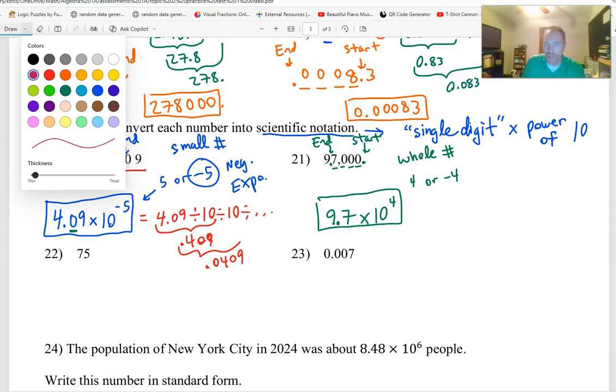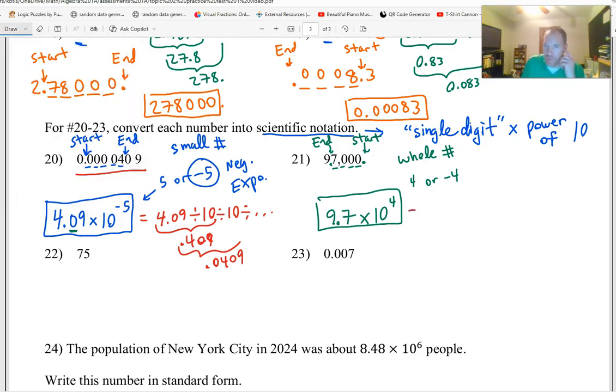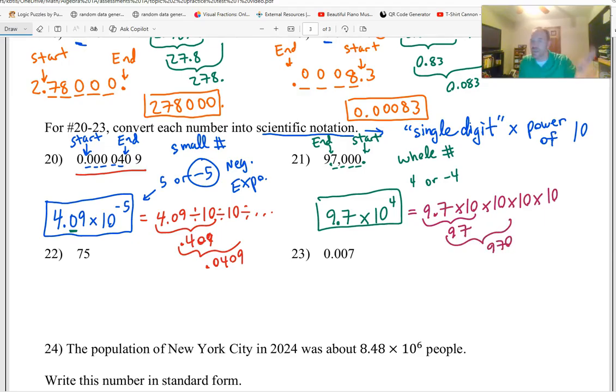But again, I could take my answer and I could think to myself, if I work backwards, if I start with 9.7 times 10 to the fourth, would I get 97,000? Well, this would be 9.7 times 10, positive exponent, I'm going to multiply by 10, times 10 times 10 times 10 times 10. And I go, yeah, this is going to keep getting bigger and bigger and bigger. 9.7 times 10 is 97, times another 10 is going to be 970. You keep going, eventually we're going to get to 97,000. Okay, so feels good, seems right to me.